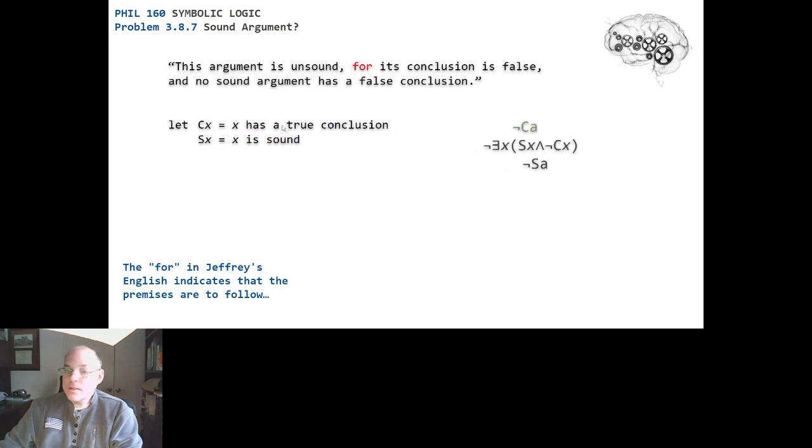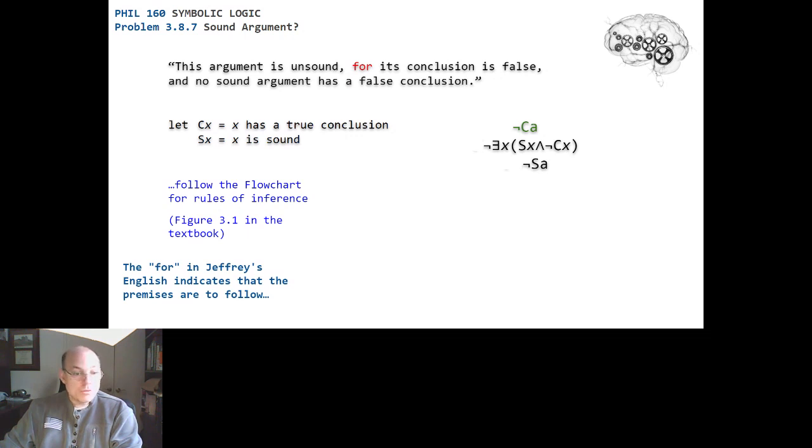To turn the argument from the question into symbology, we say it is not the case that A has a true conclusion. It is not the case that there exists X such that both X is a sound argument, and it is not the case that X has a true conclusion. And then the conclusion, it is not the case that A is sound.